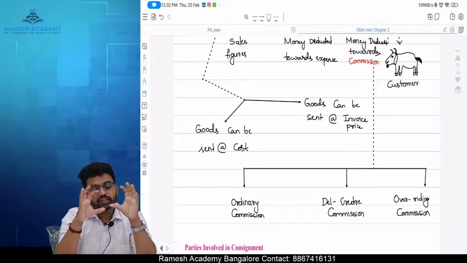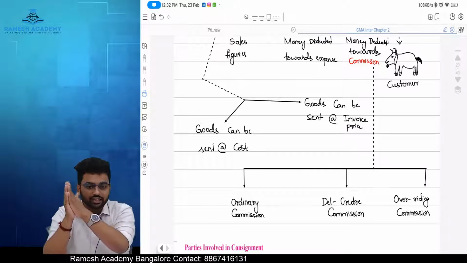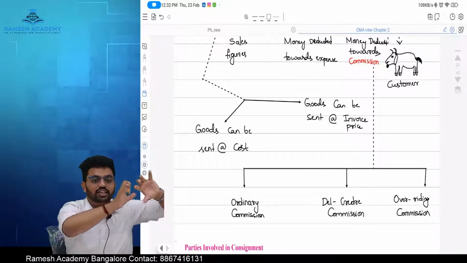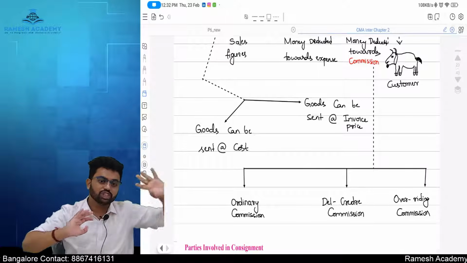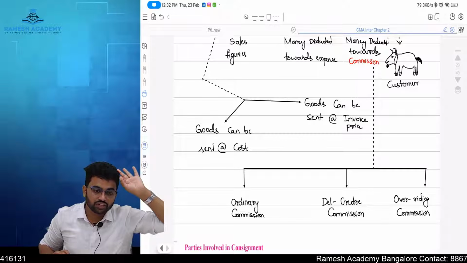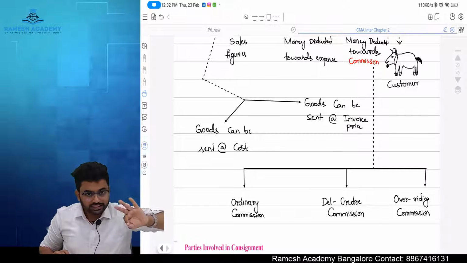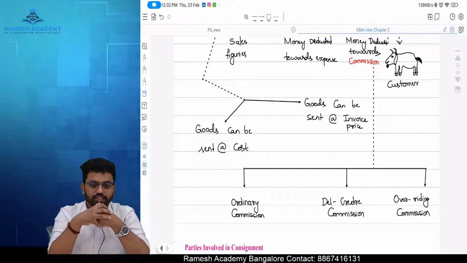Okay, if the question is particularly asking del credere commission to be allowed on credit sale, then only take it on credit sale. Otherwise, just treat it as an ordinary commission while computing the amount. Just like ordinary commission you do. But if in the question they particularly ask, boss, del credere commission to be given on credit sales, then compute it on credit sales. Okay sir, done.